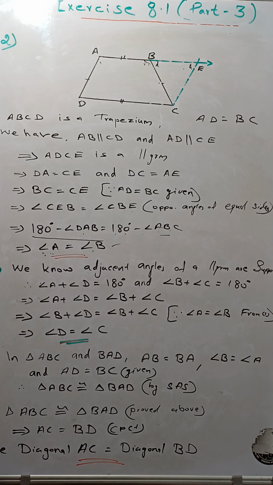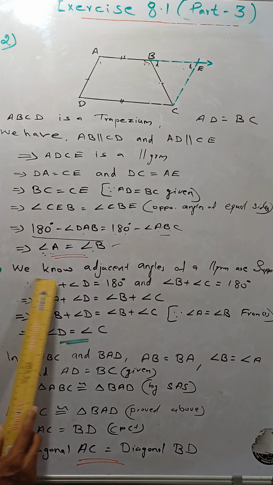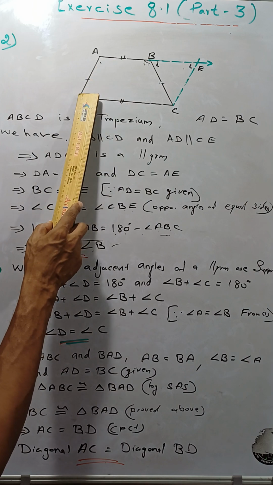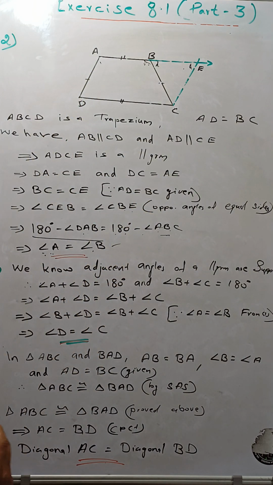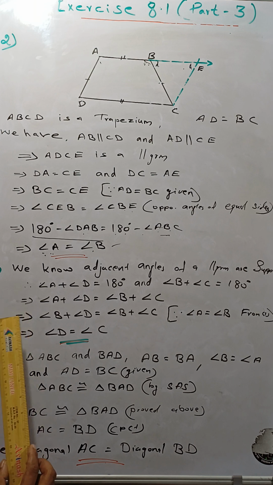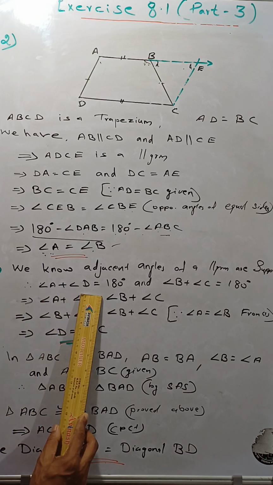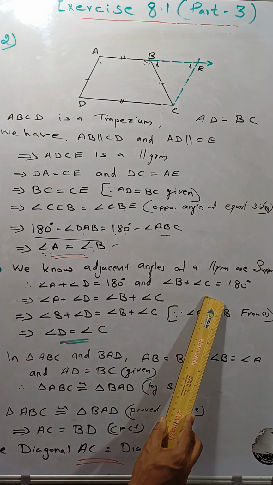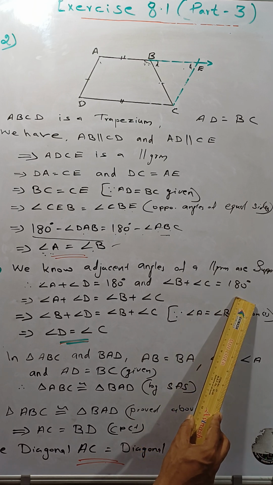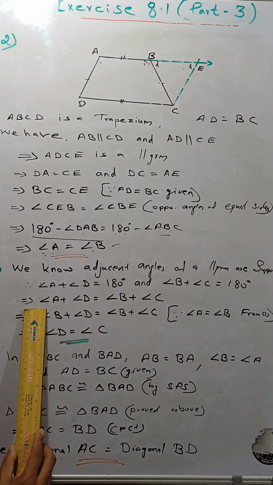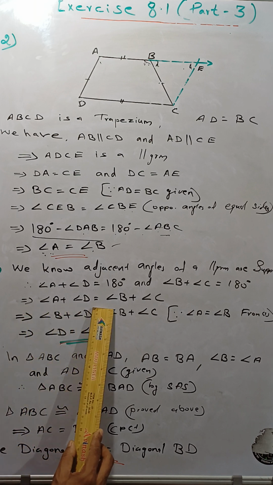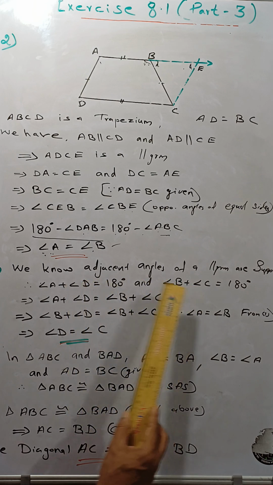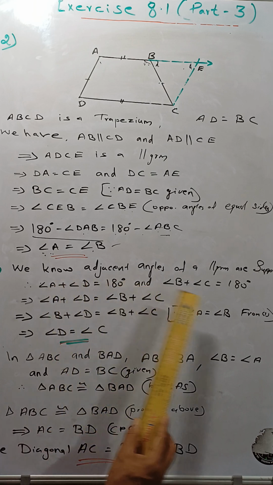Then let us go to the second part. We know adjacent angles of a parallelogram are supplementary. Angle A plus angle D is 180 degrees. The sum of adjacent angles is always supplementary. Angle A plus angle D is 180 degrees, as well as angle B plus angle C is equal to 180 degrees. It gives angle A plus angle D is equal to angle B plus angle C, because the sum of these two pairs of angles is 180 degrees.